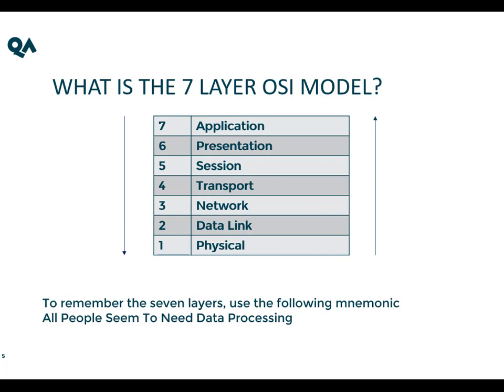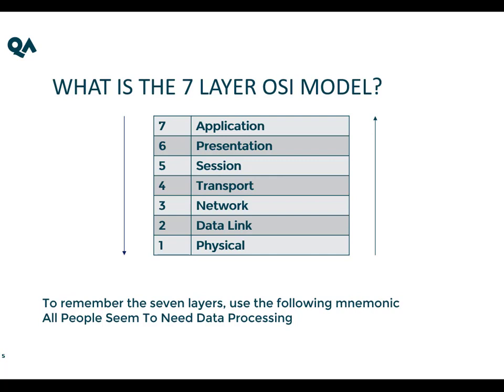We start at the bottom with the physical layer. I'm saying we start at the bottom because that is layer 1. So the physical layer is number 1. Then at layer 2 we have the data link layer. At layer 3 we have the network layer. Layer 4 is the transport layer. Layer 5 is the session layer. Layer 6 is presentation, and layer 7 is application.